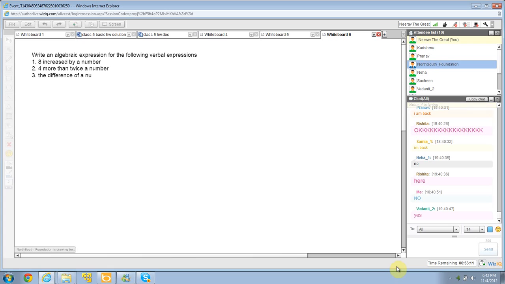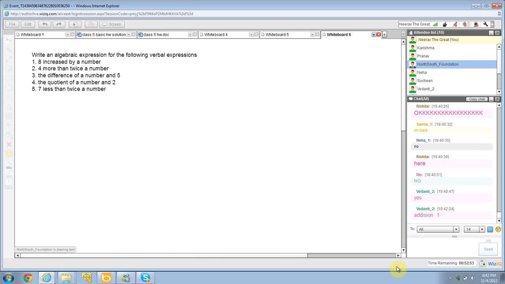The difference of a number and 5. The quotient of a number and 2, and we'll do one more. 7 less than twice a number. Okay. So, why don't you guys get started, and then as you get them, just type them in the chat box.